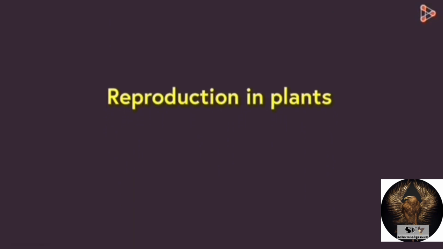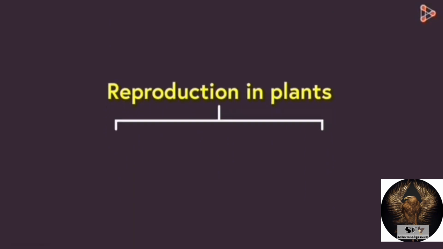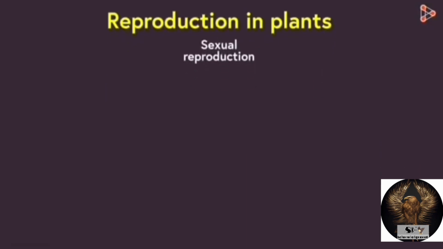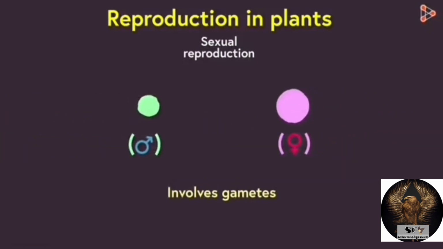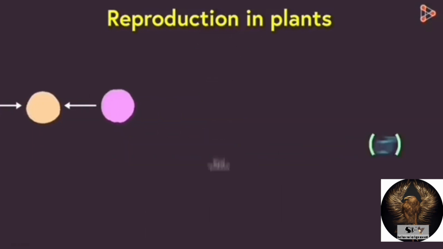Reproduction in plants can occur in two major ways. Type 1 is asexual reproduction, type 2 is sexual reproduction. Sexual reproduction, as the name suggests, involves sex cells known as gametes. A new independent individual is born when gametes from both male and female parents fuse.